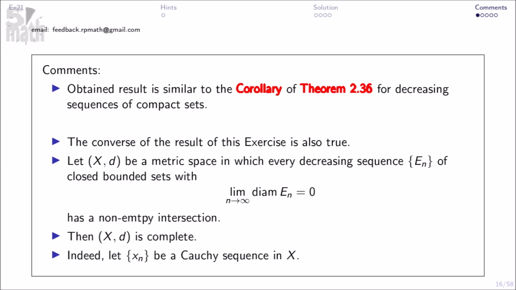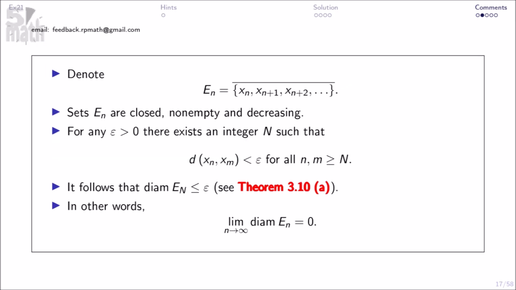Let (X, d) be a metric space in which every decreasing sequence En of closed bounded sets with limit n to infinity diam En equals 0 has a non-empty intersection. Then (X, d) is complete. Indeed, let xn be a Cauchy sequence in X. Denote En equaling this. Sets En are closed, non-empty, and decreasing. For any epsilon greater than 0, there exists an integer N such that this. It follows that diam En less than or equal to epsilon, see theorem 310a. In other words, limit n to infinity diam En equals 0.